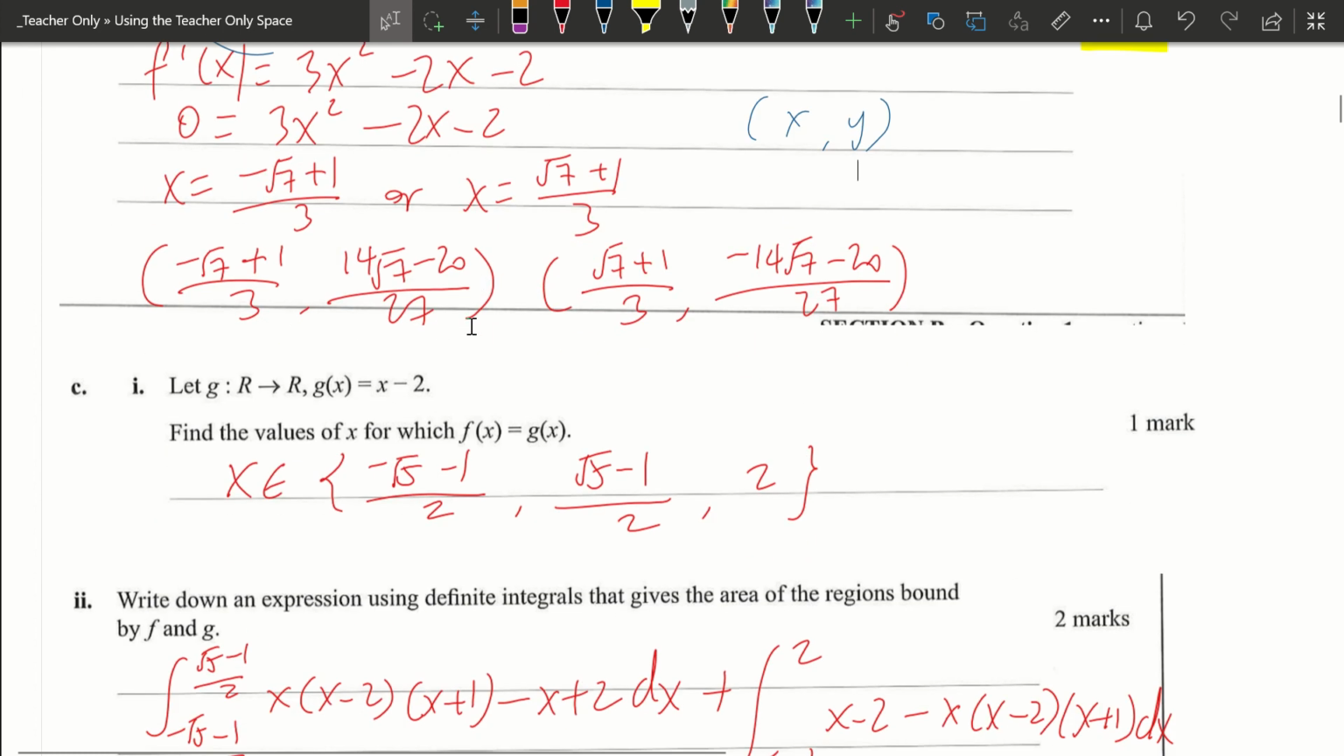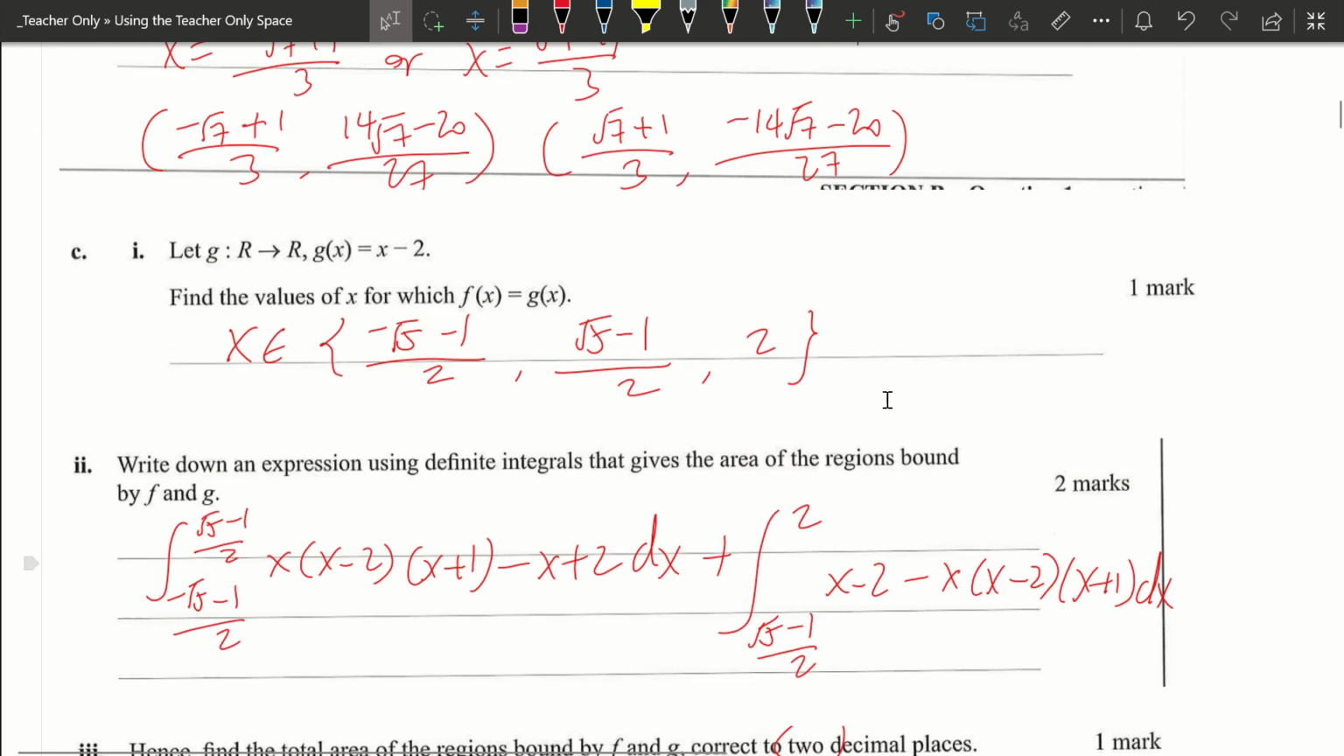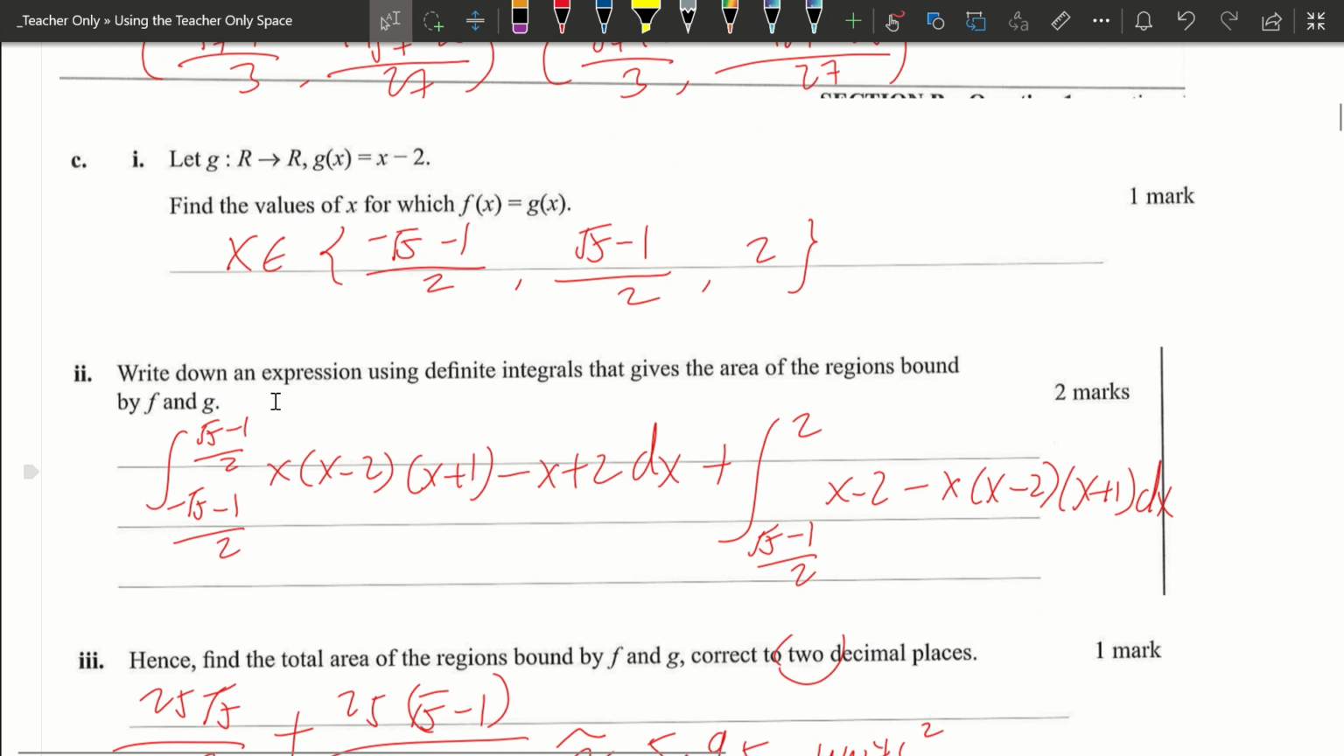Next one, you have a different function g, and it's a straight line, x minus 2. Find the values of x for which f(x) equals g(x). So you could just type this into your CAS and solve for it, and you'll get those answers. And write down an expression using a definite integral that gives the area of the region bound by f and g.